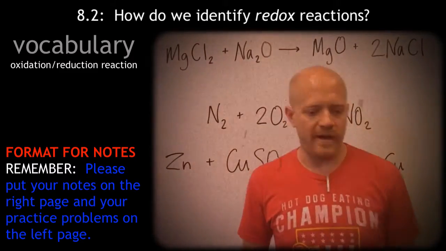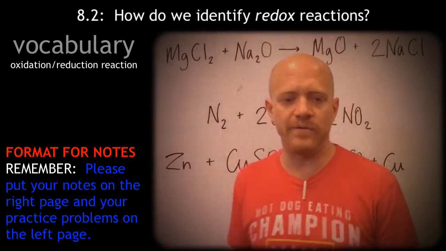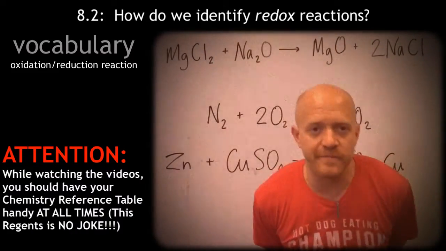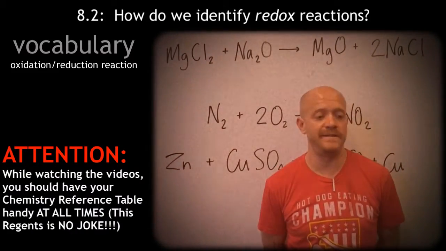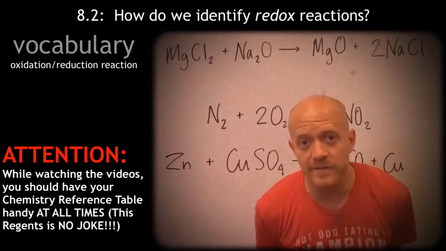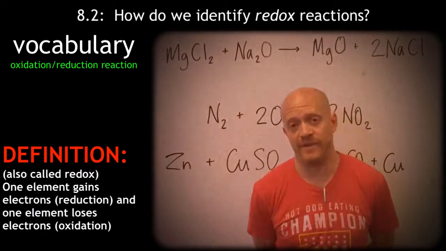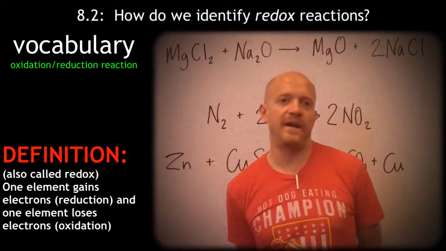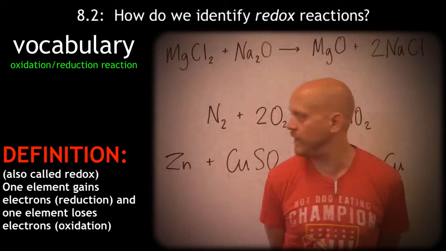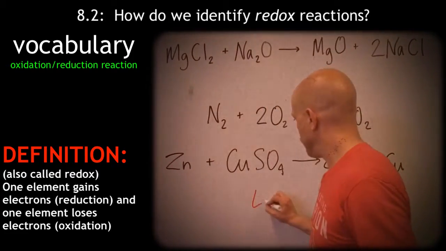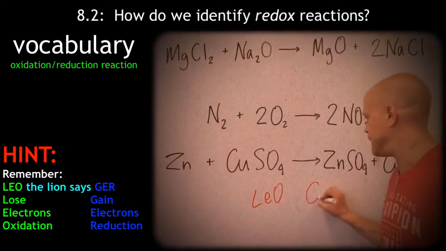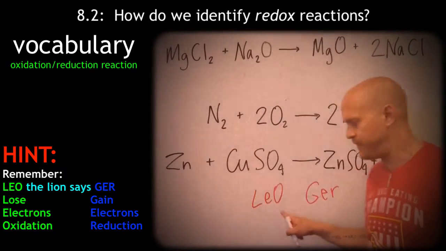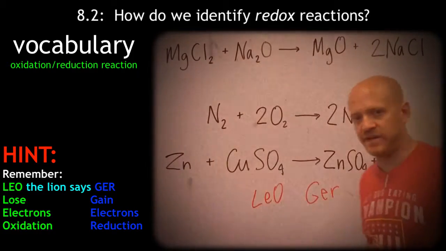Okay, hi. Today we're going to talk about, this is lesson 8.2, how to identify an oxidation reduction reaction. Now, an oxidation reduction reaction is simply when one element loses electrons and one element gains electrons. So oxidation is when an object loses electrons. And you can think about it like this. Leo the lion says grr. Loss of electrons is oxidation, gain of electrons is reduction.